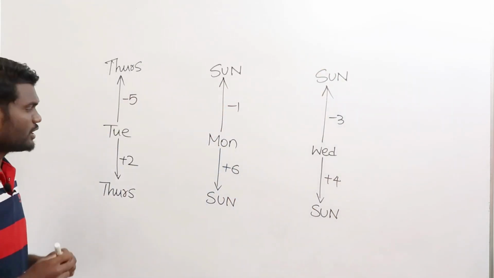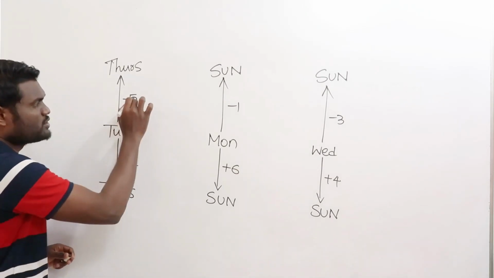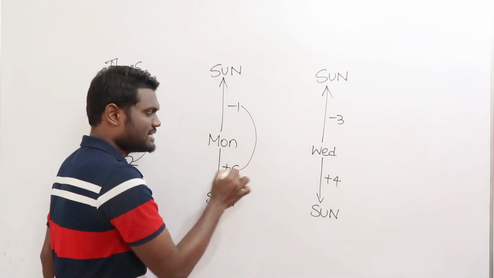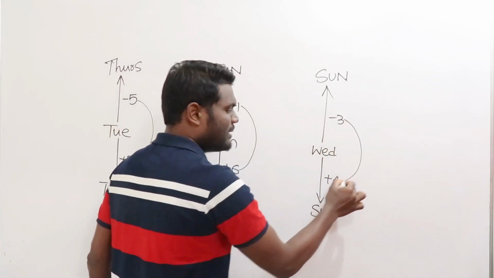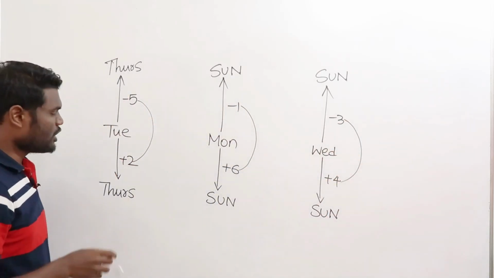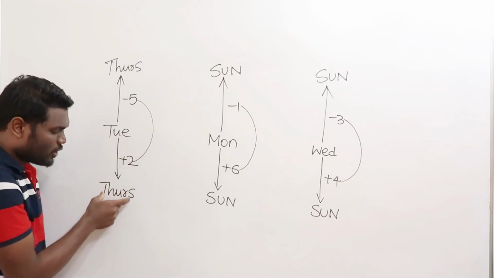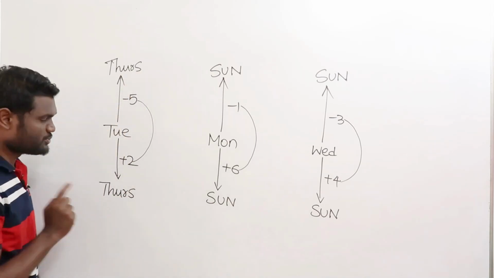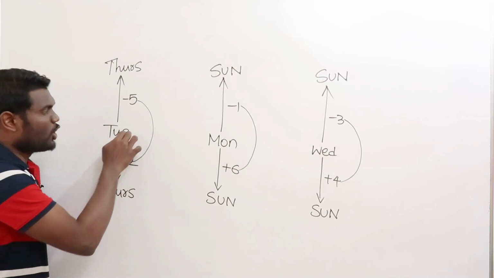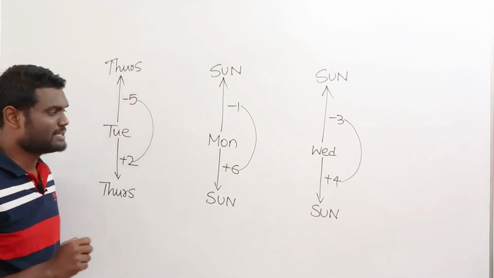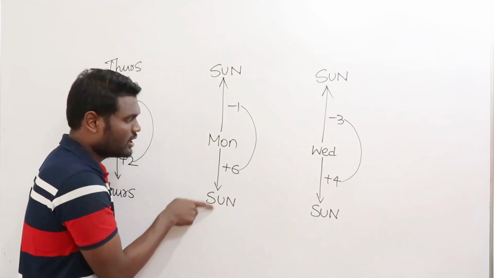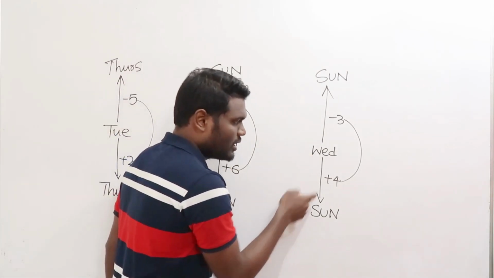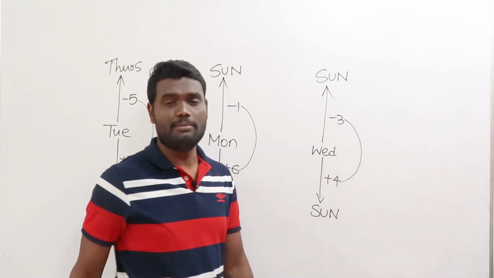Now, if you observe here, 5 plus 2 is 7, 1 plus 6 is 7, 3 plus 4 is 7. And whether it is going forward or going back, both of them are going to be the same, which means 2 days forward or 5 days back, both of them will be the same. 6 days forward or 1 day back, both of them will be the same. 4 days forward or 3 days back, both of them will be the same.